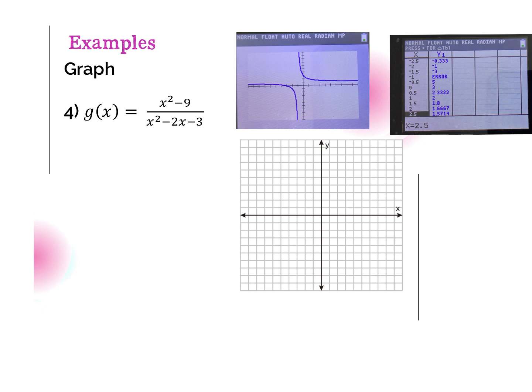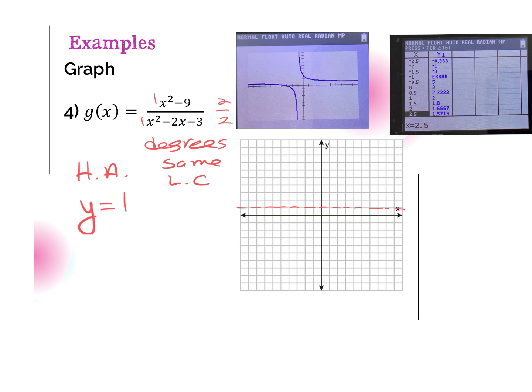Okay, so the first thing I'm going to do is look at the degrees. Notice the degree of the numerator is a 2. The degree of the denominator is a 2. The degrees are the same. So I look at the leading coefficient. The leading coefficient here is a 1, and this is a 1. So my horizontal asymptote is going to be y equals 1 over 1, which is just y equals 1. And I can go ahead and sketch that on my graph. So it's this horizontal line through positive 1.